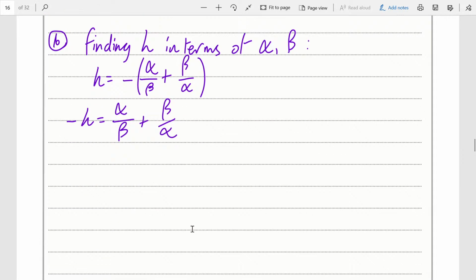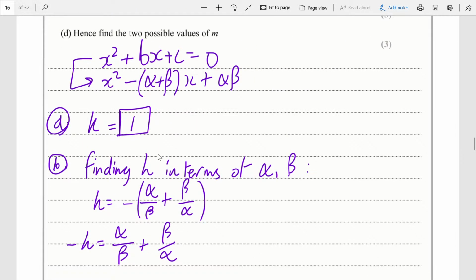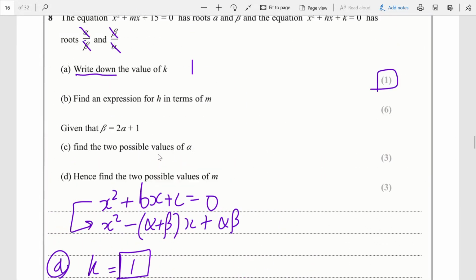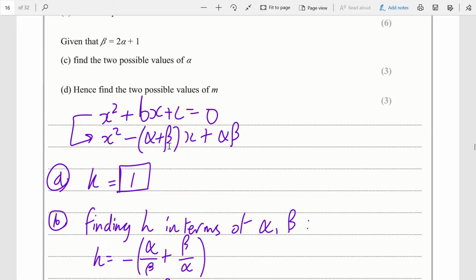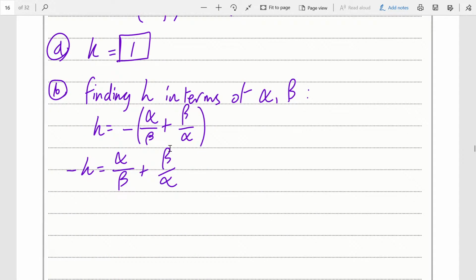And what we could do now, since this is not really in a form that we can work with easily to get our terms of m, because we know m is negative alpha plus beta, is write that m is equal to minus alpha plus beta to begin with, or that minus m is equal to alpha plus beta.